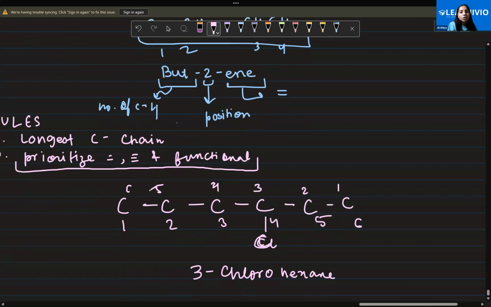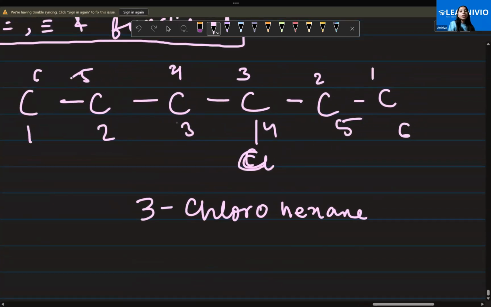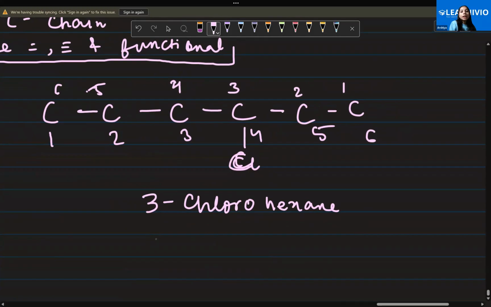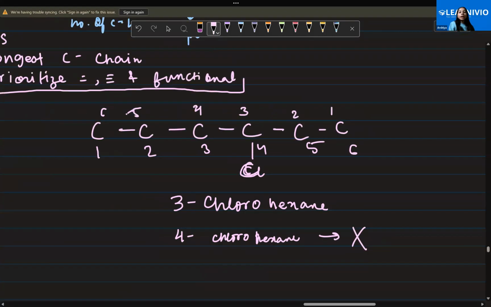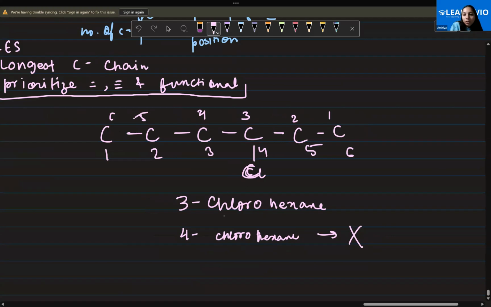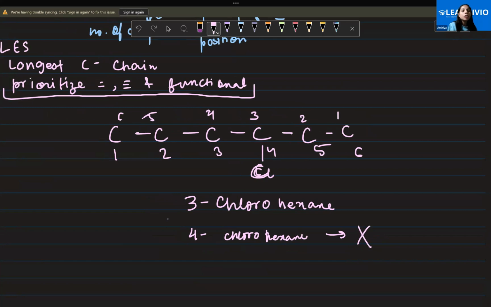Similarly, if I started from the left side, then my chlorine would have been on the fourth position, 4 chlorohexane, right? But I need to prioritize this functional group. That's why I've started from this side, so that it's on the third position. Are we clear? We need to get the smallest number for it. We will not write 4 chlorohexane, we'll write 3 chlorohexane.